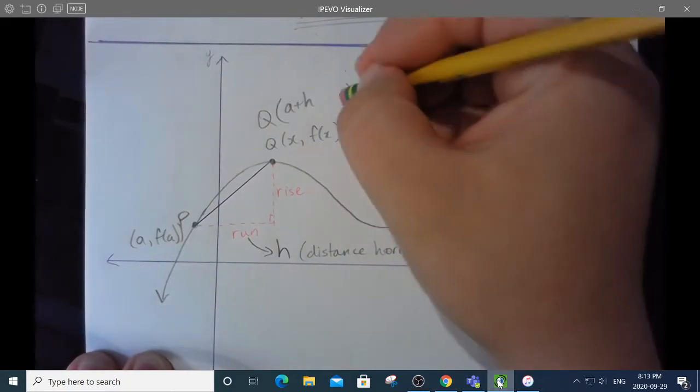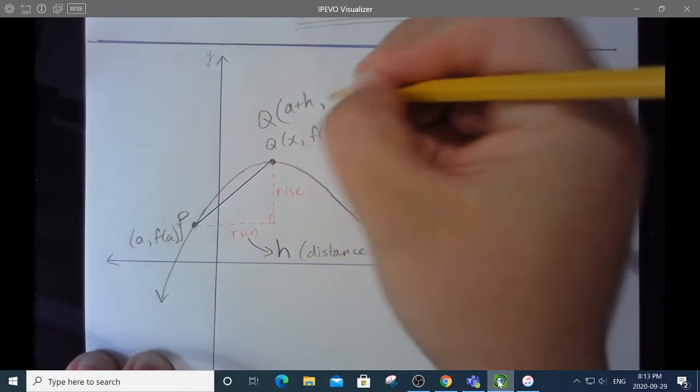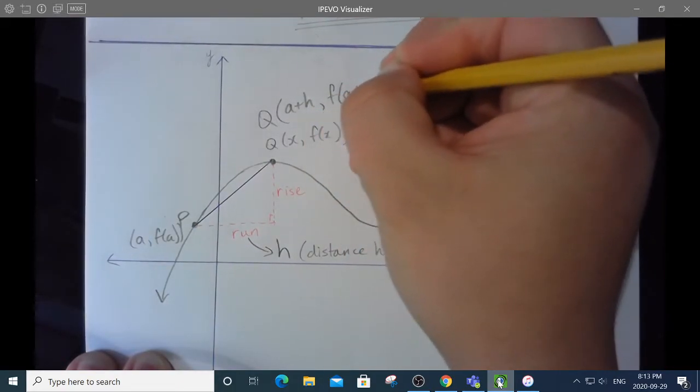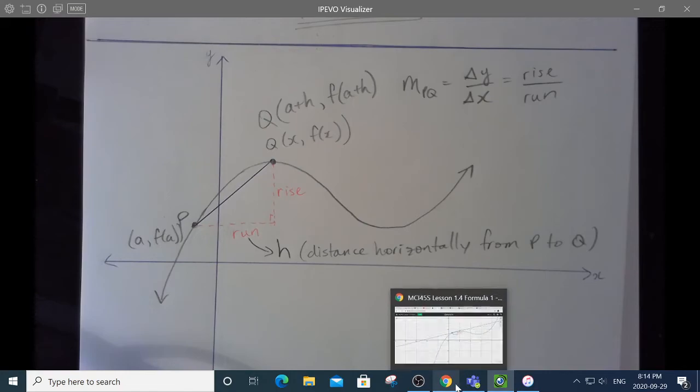And then, of course, I didn't give myself enough room here. That means that I run that through the formula. This will be f of a plus h. See if you can get your head around that. Let's look at it on Desmos, where we can move things around.